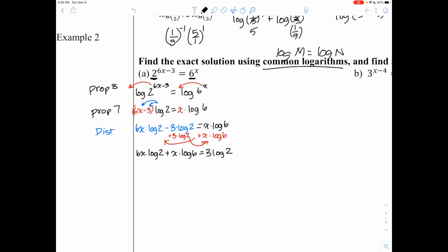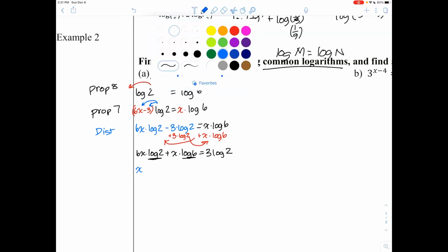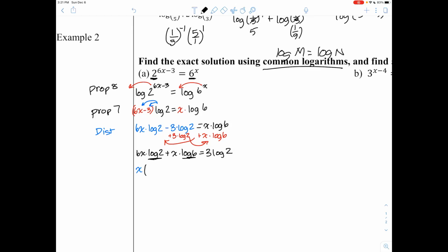So the next thing you typically do is combine your like terms. But these are not like logs. So I can't actually add 6x plus x because they're not multiplied by the same number. The log of 2 and the log of 6 are different numbers. So I'm going to factor out the x. I'll go back to my blue pen here. So that leaves me with x times 6 times the log of 2 plus the log of 6 equals 3 times the log of 2.